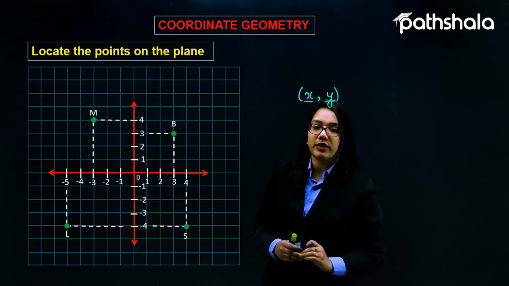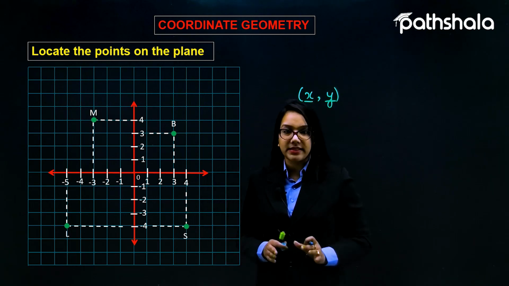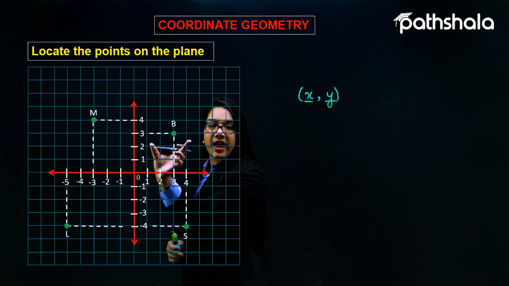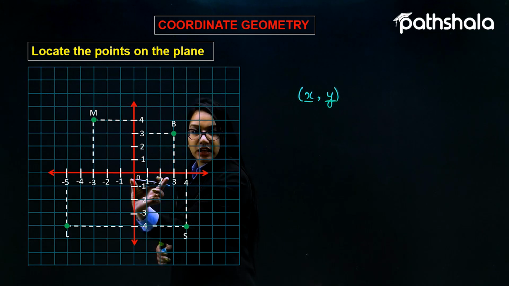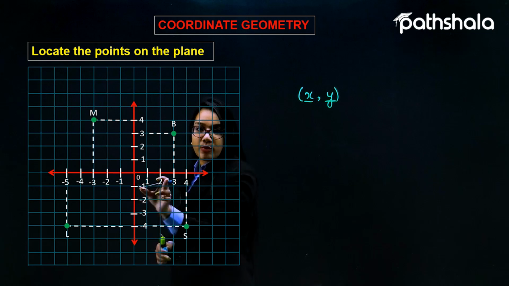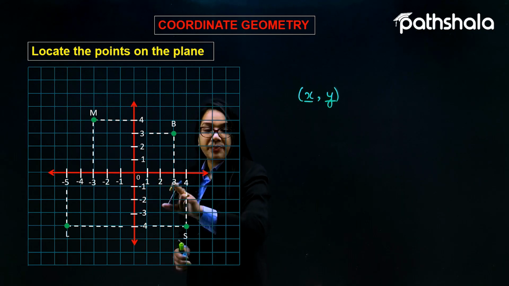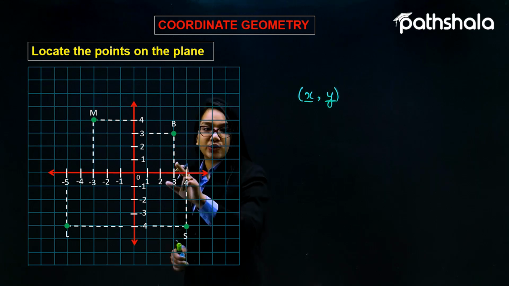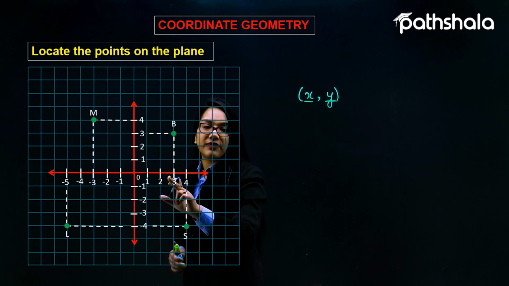So let's talk about the abscissa first. Abscissa means its distance from the y-axis. As we can see over here, from the y-axis, its distance is 3 units. Instead of just taking this distance as 3 units, let us suppose I take the point where B is joining with the x-axis. So the point B is joining at the point 3 on the x-axis.